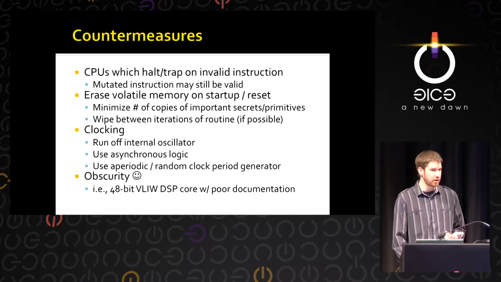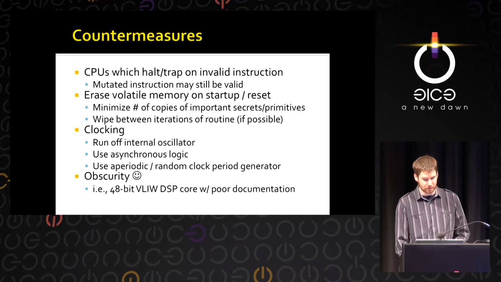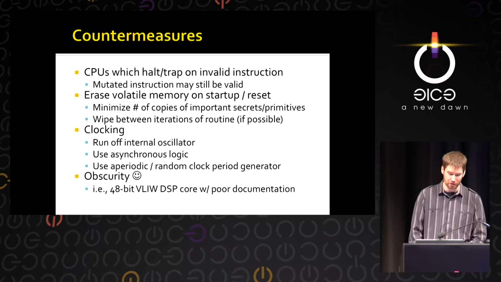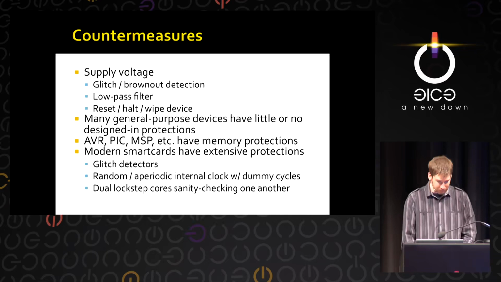Finally, you could use obscurity, which is another kind of last layer of defense. It's not a prime defense, but use a really complicated, 48-bit, very long instruction word DSP core with poor documentation in your product. It'd probably make it harder for you to write if you're the developer as well, so it's not that great of a countermeasure.